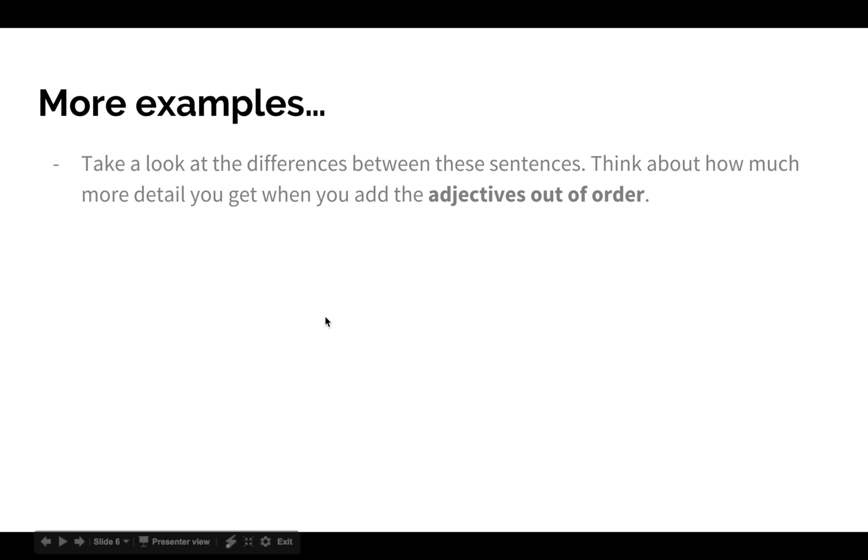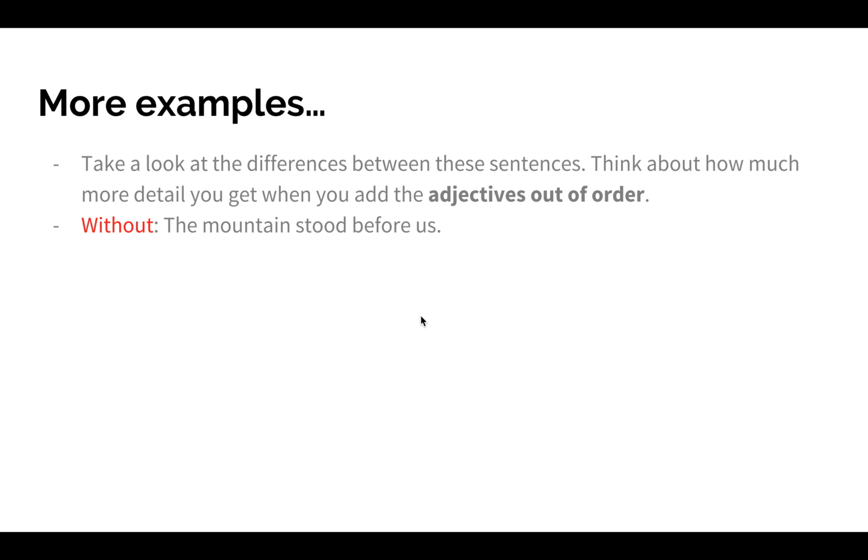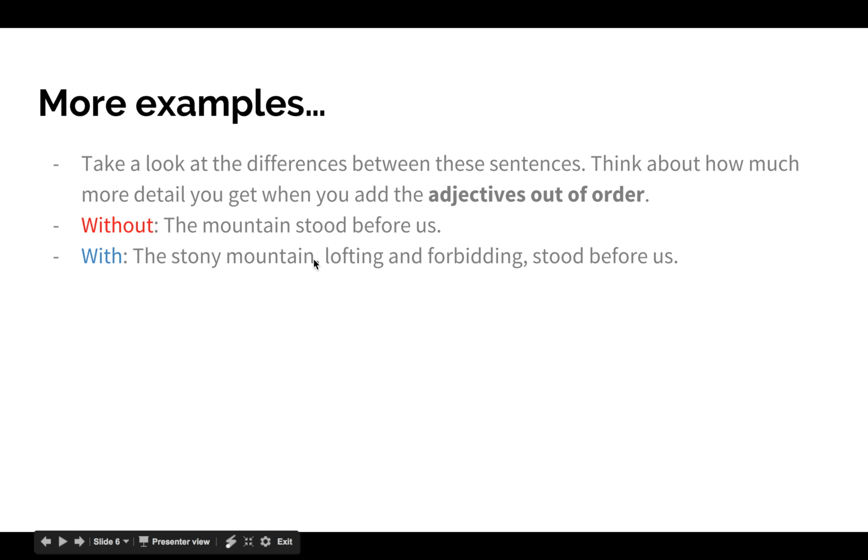Some more examples. We're going to take a look at the differences between the sentences. Think about how much more detail you get when you add the adjectives out of order. The mountain stood before us. Again, kind of a boring sentence. You don't really get much imagery from that sentence. The stony mountain, lofty and forbidding, stood before us. Now we have a much better idea of what the mountain looks like and how it appeared as it stood before us.